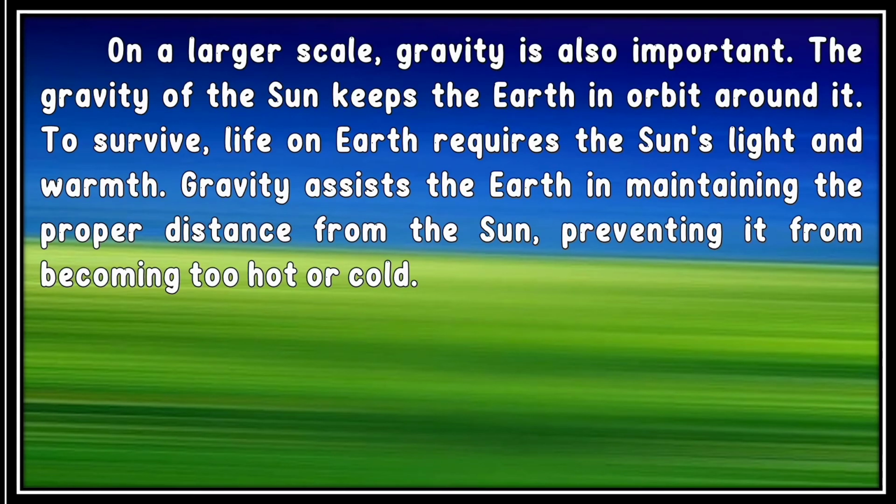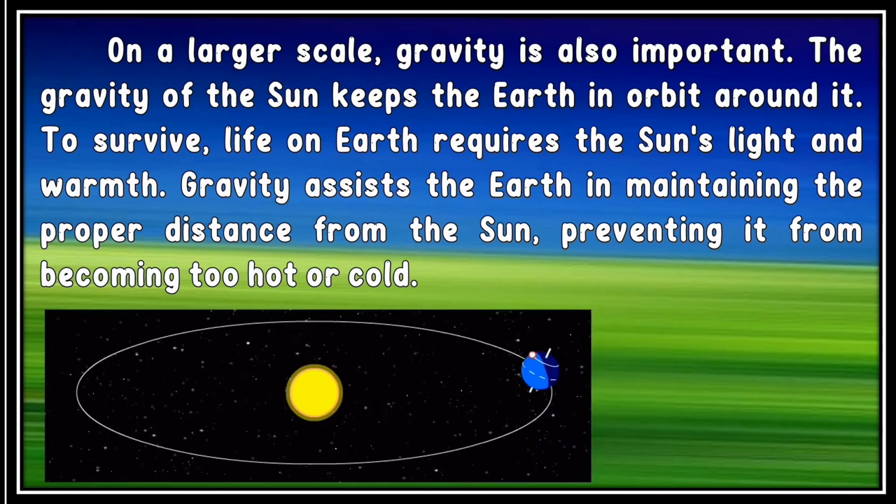On a larger scale, gravity is also important. The gravity of the sun keeps the earth in orbit around it. To survive, life on earth requires the sun's light and warmth. Gravity assists the Earth in maintaining the proper distance from the sun, preventing it from becoming too hot or cold.